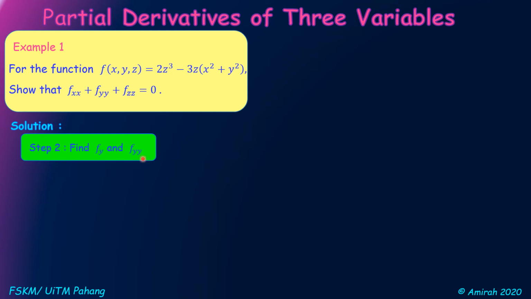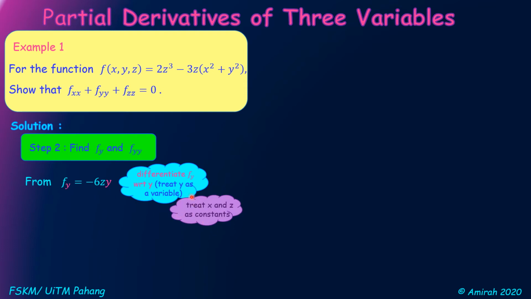Now we can find fyy. To find fyy, we differentiate fy. Fyy means we differentiate fy with respect to y, and we treat y as a variable. Since we treat y as a variable, we can write y in a different color to avoid error and make it easy to differentiate. At the same time, we treat x and z as constants. When we differentiate fy with respect to y, the symbol is fyy.